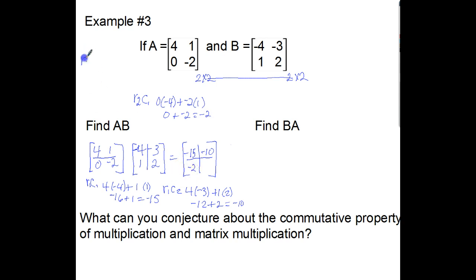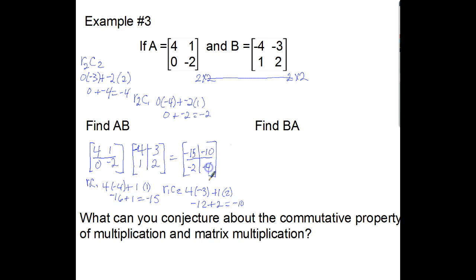And then we'll do row 2, column 2, which is going to be this row times this column. So first in the row, 0 times first in the column, negative 3, plus second in the row, negative 2, times second in the column, 2. 0 plus negative 4 equals negative 4.